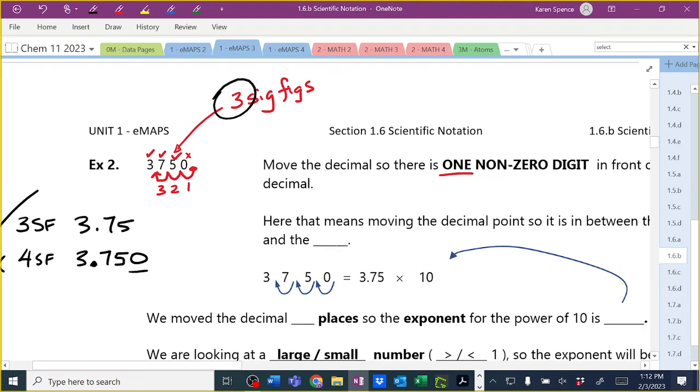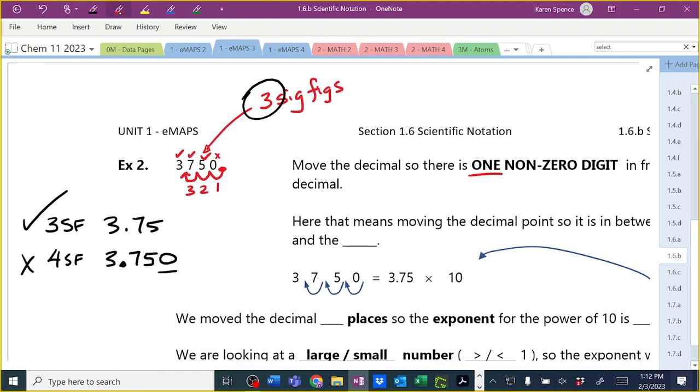Now, that's our coefficient. What else do we need in scientific notation? We need times 10 to the something. And we moved our decimal place 3 places. So the number up top is going to be a 3. We have to decide, should that be a positive 3 or a negative 3?